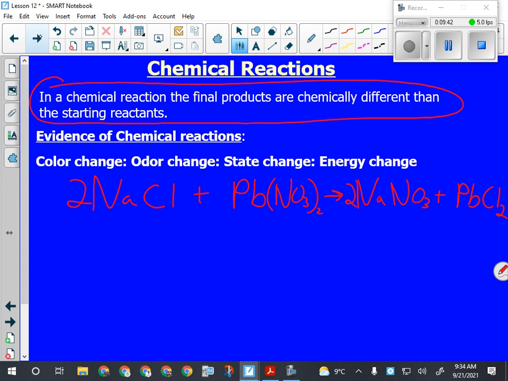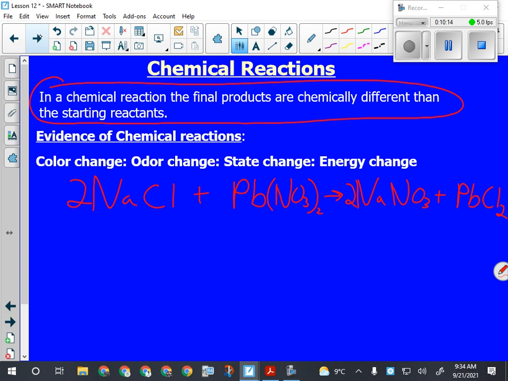These big numbers we call coefficients. We use them to balance a reaction, that is, to ensure that a reaction has the same number and type of each element on both sides. So on this side here, this 2 applies to this whole compound. So there are how many sodium atoms? 2. How many chlorine atoms? 2. If I go over here, are there still 2 sodium atoms? Yes. Are there still 2 chlorine atoms? Yes.